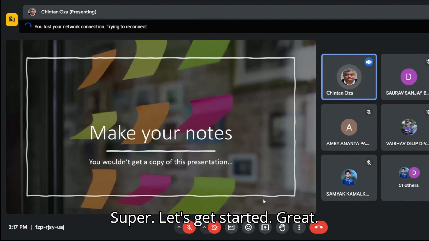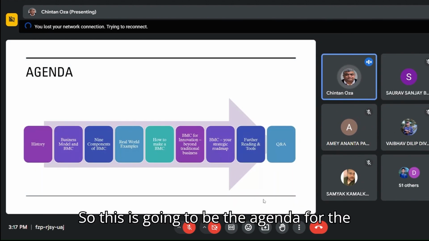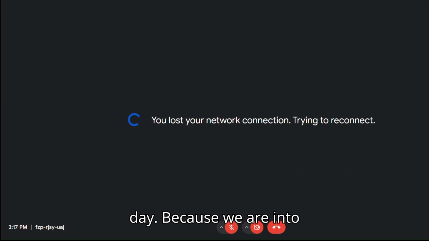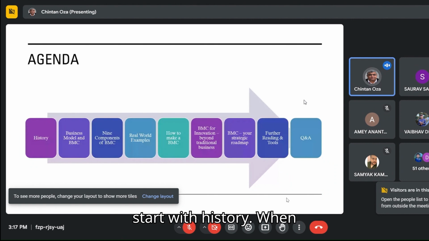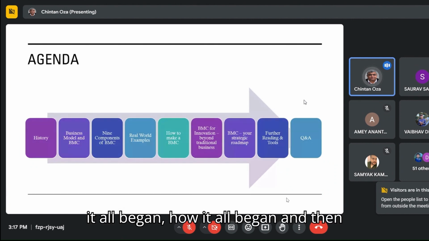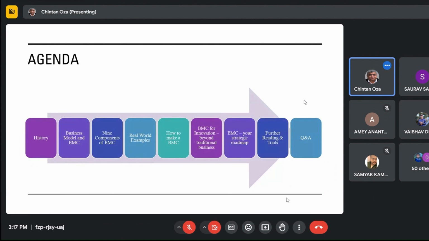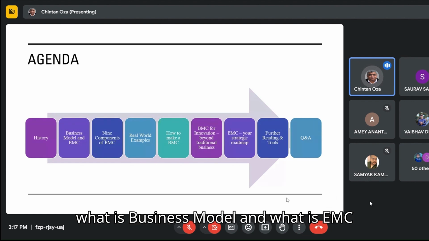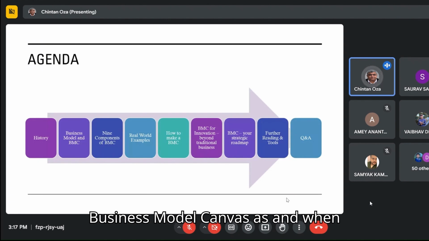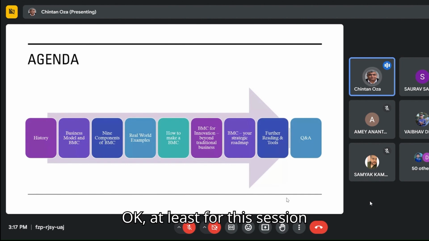Let's get going. Great. So this is going to be the agenda for the day. Because we are in an academic environment, for any topic we start with history: when it all began, how it all began, and then we learn further. We'll start with history. Then we will have a comparison or basic understanding between what a business model is and what BMC, the business model canvas, is. When I say BMC, it is business model canvas, at least for this session.